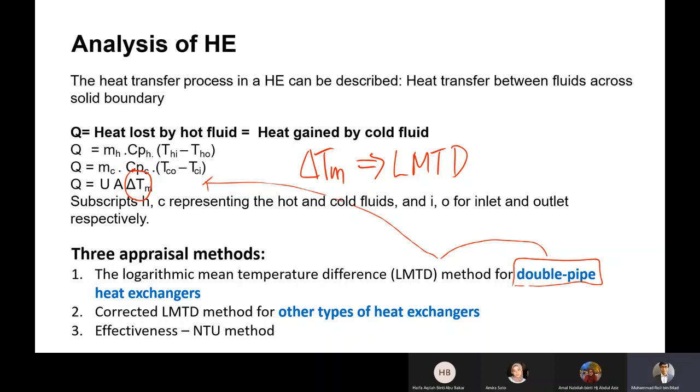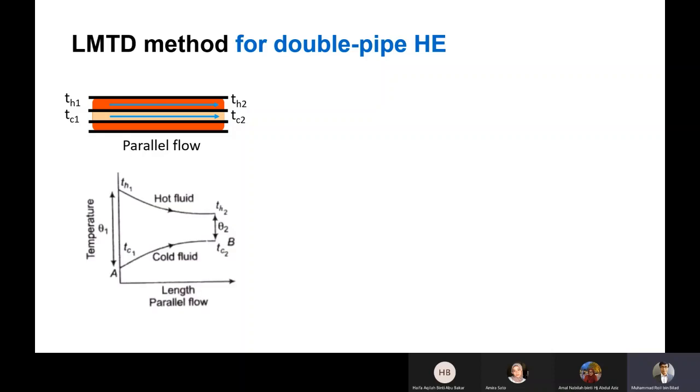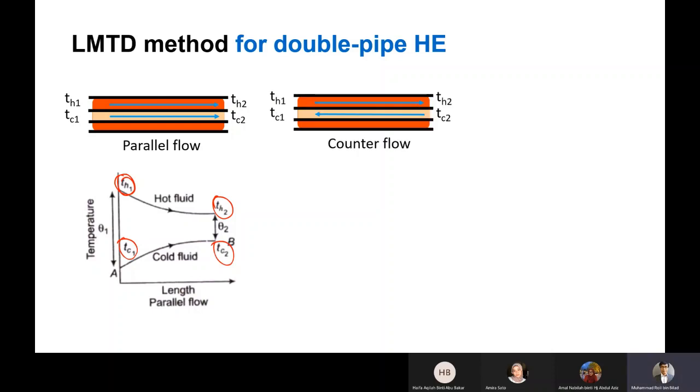That's why methods number 2 and number 3 are basically an empirical approach to do number 1. I will go through that one by one later on. So what is the logarithmic mean temperature difference? If you look here, we have a parallel flow. We start from T_hot,1 and end with T_hot,2. You see the decrease in temperature of the hot fluid and an increase in temperature of the cold fluid, which is T_C1 here increasing to T_C2. That is in a parallel flow.